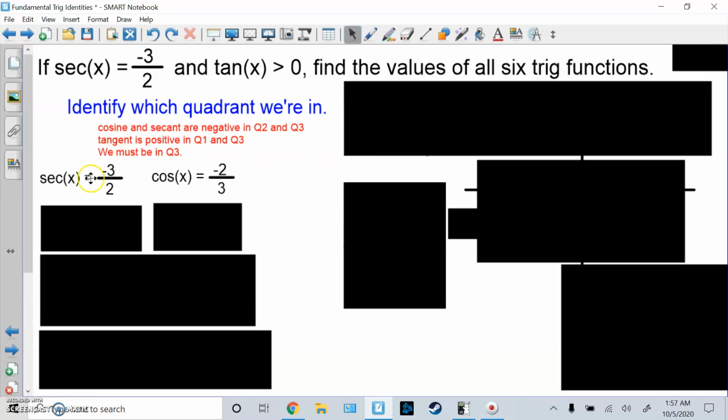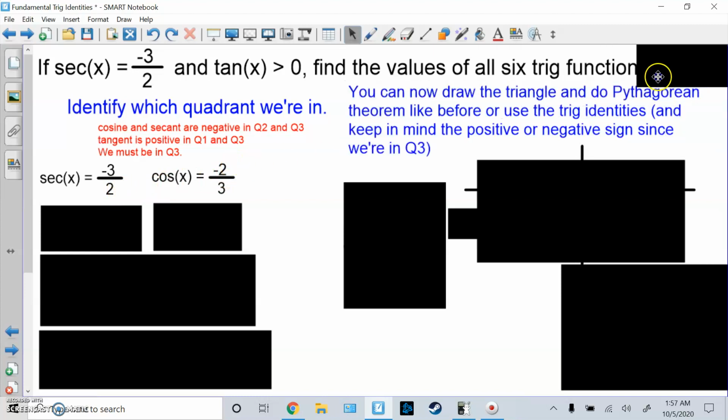Now they gave us secant of x is negative 3 over 2. We could use reciprocals to say cosine of x is negative 2 over 3. But here, we have two choices. We can draw the triangle, do Pythagorean theorem like before, or use the trig identities. And then keep in mind the positive and negative signs for quadrant 3.